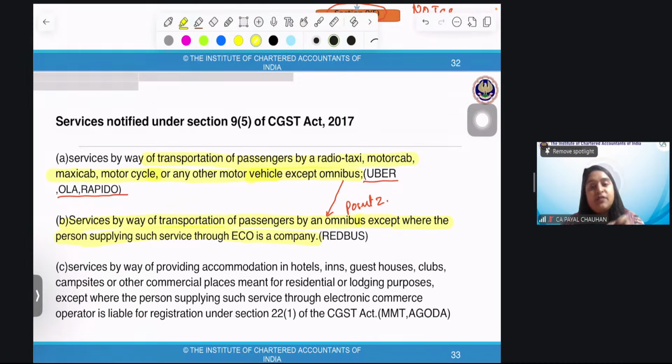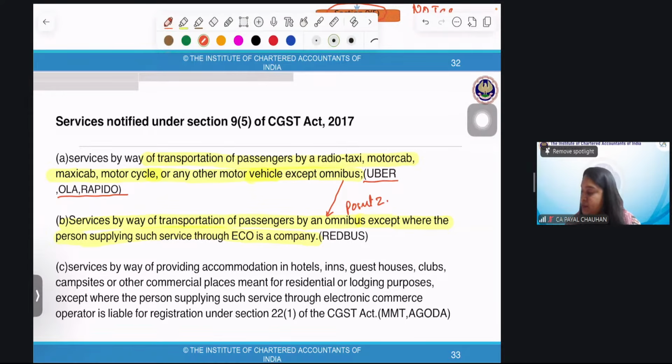Okay. So if I am booking an omnibus through an e-commerce operator, then also the TCS provisions are not applicable. But if the omnibus operator is a company, then the TCS provisions are applicable. See, except where the person supplying such service through ECO is a company.